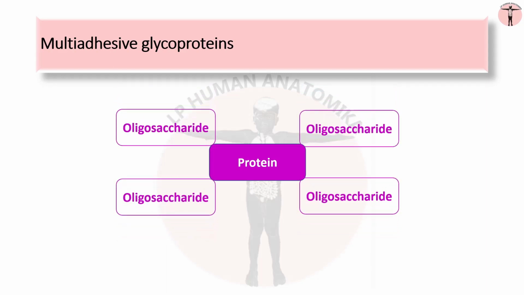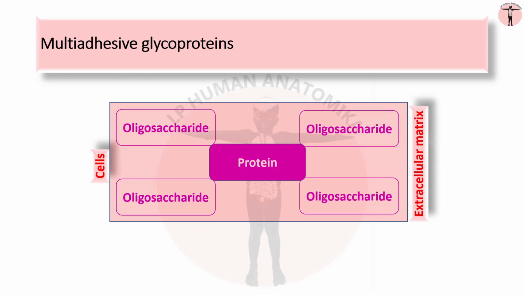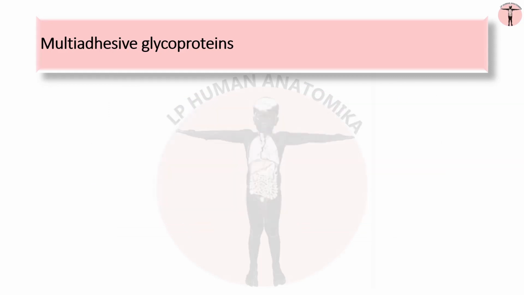Glycoproteins are proteins to which oligosaccharide chains are attached. They bring about adhesion between cells and extracellular matrix. There are several types of glycoproteins in the ground substance. Fibronectin, it is a multifunctional glycoprotein. It mediates the adhesion of cells to the extracellular matrix.